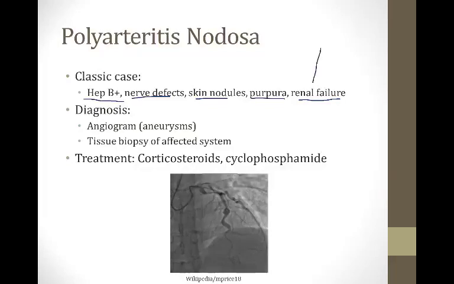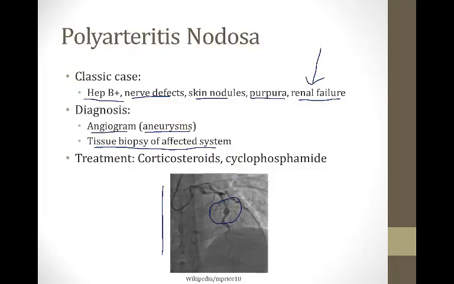Instead, what you see is renal ischemia and decreased blood flow to the kidneys, and you see rising BUN and creatinine and renal failure. You can make the diagnosis by doing an angiogram and looking for aneurysms, usually in the mesenteric vessels or vessels that supply the kidneys or the liver. This is a picture of a coronary angiogram with an aneurysm right here. What you would see in polyarteritis is a similar angiogram of other blood vessels showing aneurysms. You can also do a tissue biopsy of one of the affected blood vessels.